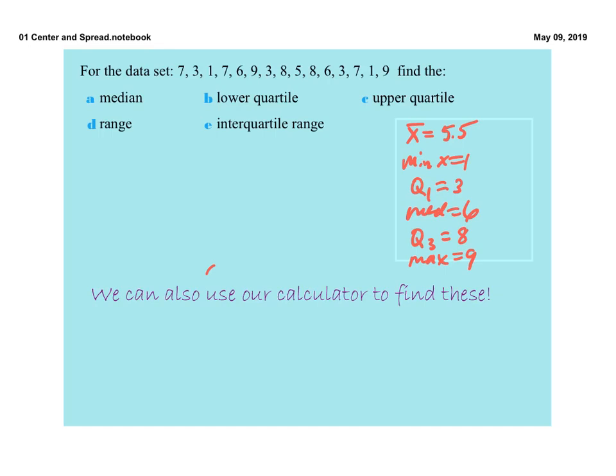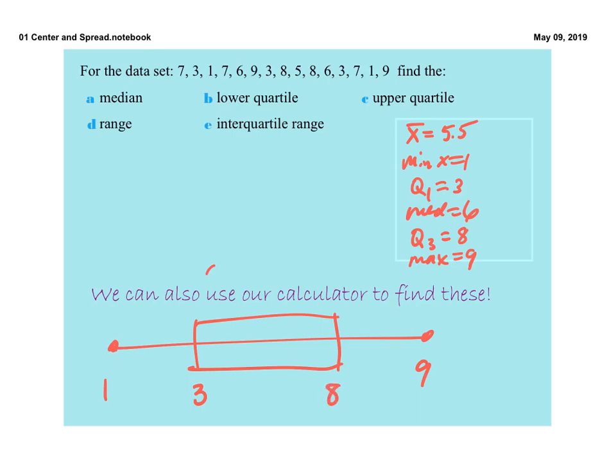So I'm going to make a box plot first. Super simple. Smallest number, 1. Biggest number, 9. Q1 is 3. Q3 is 8. And the median is 6. That's closer to 8, so I'll make the line kind of closer to 8 here. All right. And now the median is 6. That was given on my calculator as MED. The lower quartile, that's this one, it's 3. The upper quartile is this one, that's 8.